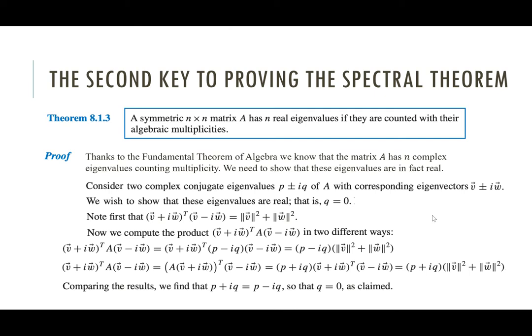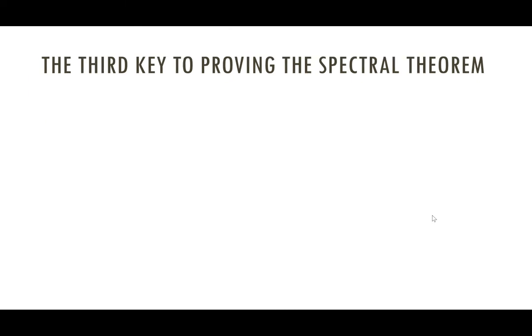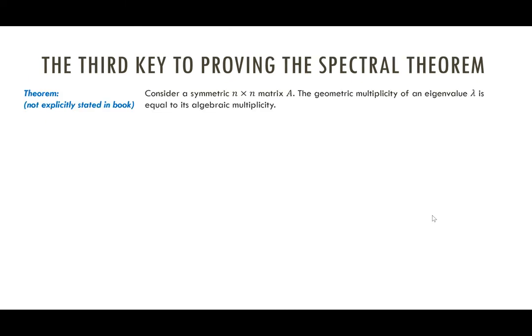So really, the last key to proving the spectral theorem is this. And sadly, this theorem isn't explicitly stated in your book. It's kind of buried in the proof that your book gives, which relies on induction. And I'm going to avoid using induction here. So the third key is that if you have a symmetric matrix, then the geometric multiplicity of an eigenvalue is equal to its algebraic multiplicity. And once we have that, we are done. We've proved the converse of the spectral theorem. So, okay, let's prove it.